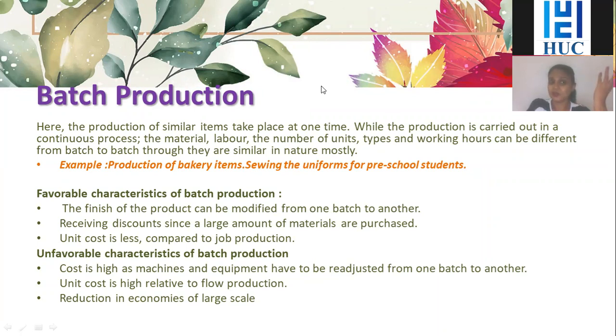So what are the favorable characteristics? So here also you are producing a lot. Then when you buy raw materials, you can buy as bulk. Then you can get discounts. That is one kind of good thing, right? So therefore your unit cost is less. Unit cost is the cost per unit. So it is getting low because you are getting discounts and all, right? Compared to the job production, right? We are comparing this one with the job production.